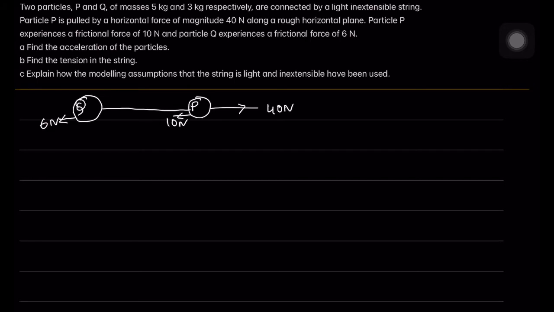And since these two particles P and Q are connected by a light inextensible string, for a light string the tension is the same, and the acceleration will also be the same. And then there can be some weights, that is 3g and 5g, and normal reactions R1, R2. Now let me consider all the things as one unit.